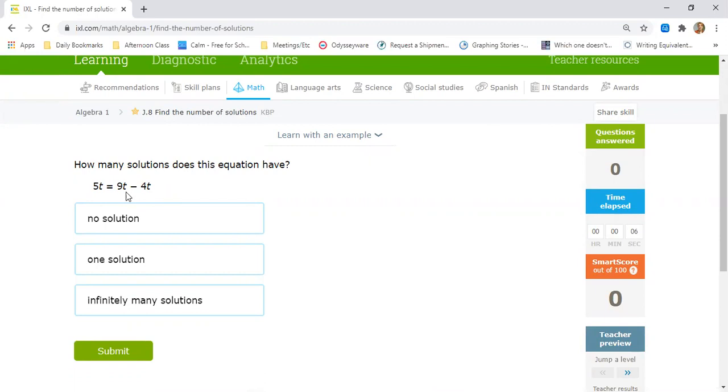So if I combine this, 9t minus 4t is 5t. So 5t equals 5t. When it looks exactly the same on both sides, that's when we're choosing infinitely many because it works for every number.